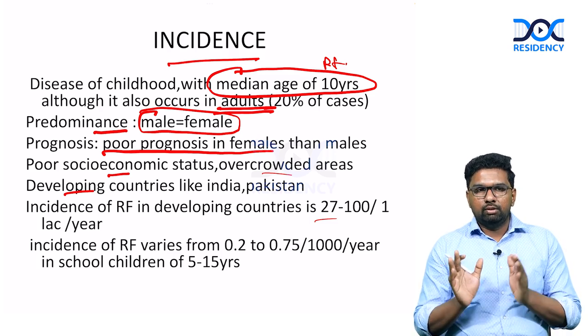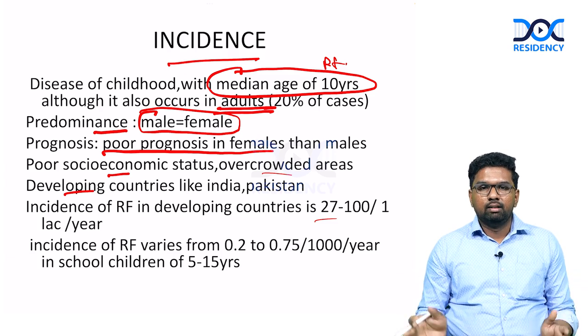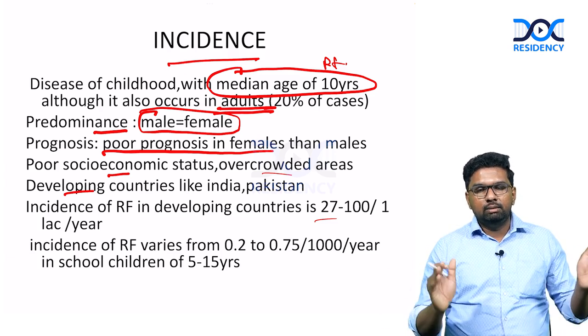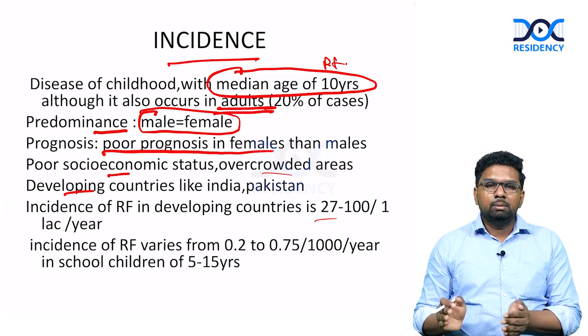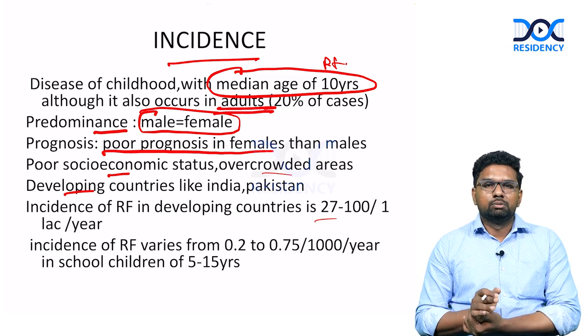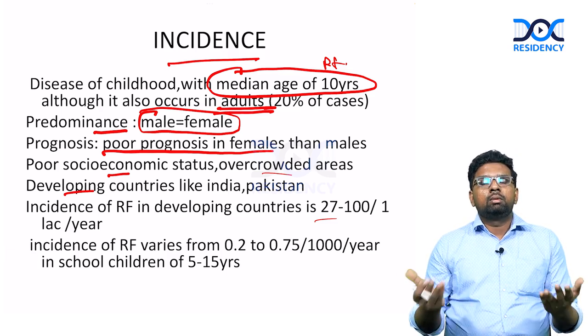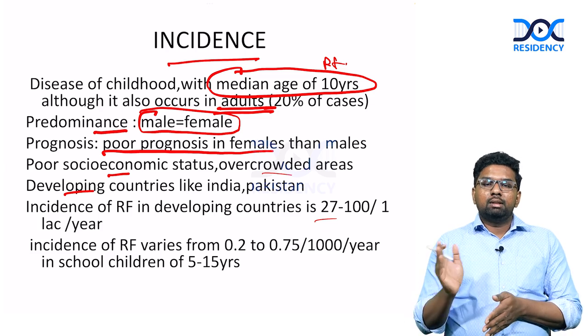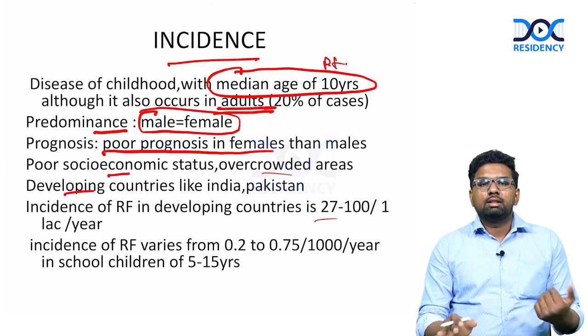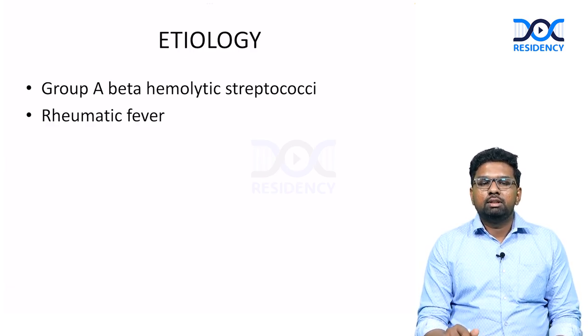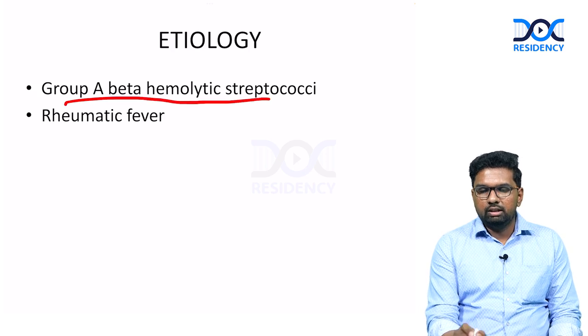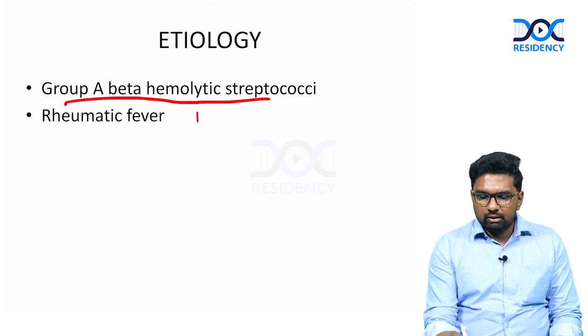For example, in case of 100 people with rheumatic heart disease, 80% can be diagnosed in childhood itself. 20% of people can present in the adult group. And it is equally present in male and female, but in case of female, the prognosis of the disease is a little poor. So as said before, the etiology for rheumatic heart disease is group A beta hemolytic streptococci, and because of this infection there is a delayed immune response. That is the main culprit.